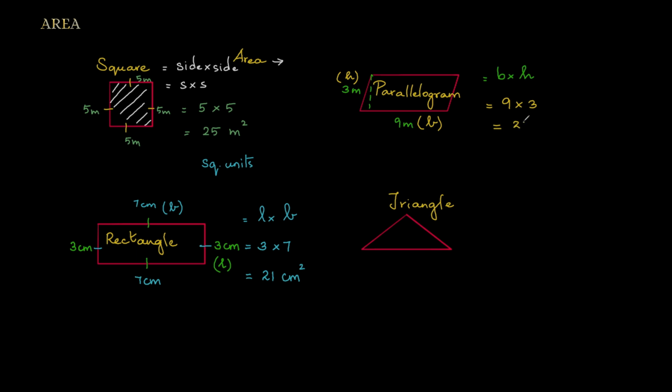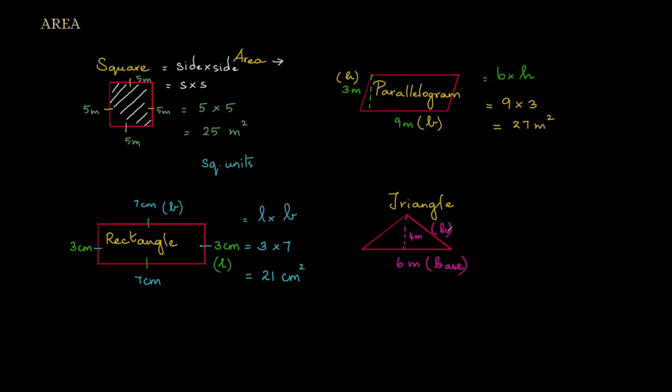Again, unit is important. Unit for this is meter. So it is meter square. Now coming to triangle. Here for triangle, you have a base and a height. So here for this, it is around 6 meter and the height of this triangle is 4 meter. So the given measurement here, 6 meter is base and the height is 4 meter.